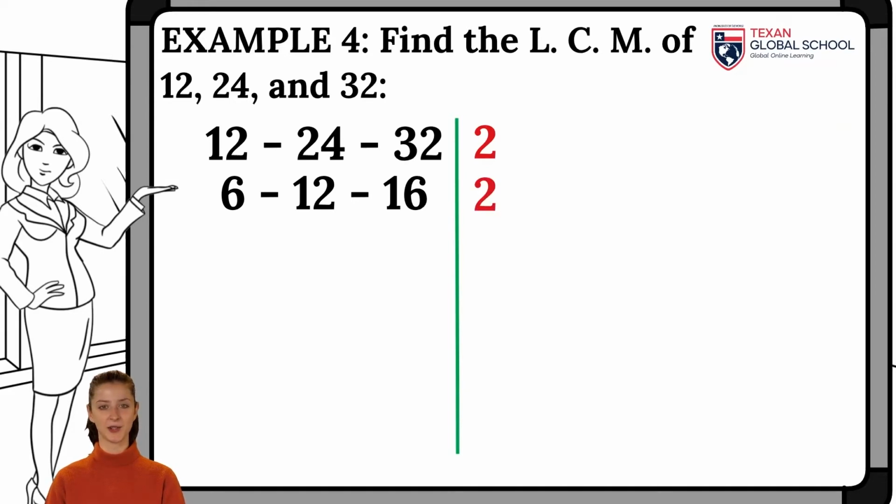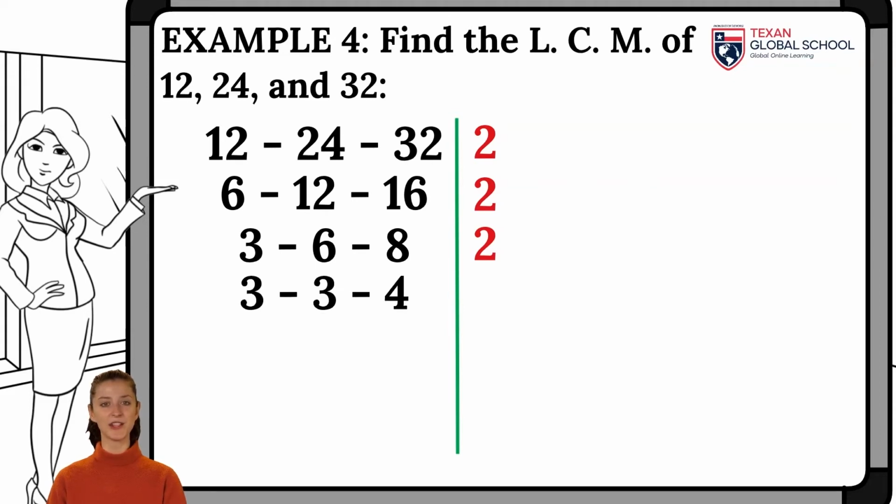We can divide by 2 again, since at least one number is divisible by this prime number. We write on the right side the 2 and the result of the division on the left side. We have 3, 6, and 8. Once again, at least one number is a multiple of 2. We write the 2 on the right side and the result of the division on the left side. We can see that 3 is not divisible by 2, so it remains indicated as is. We thus obtain 3, 3, and 4.